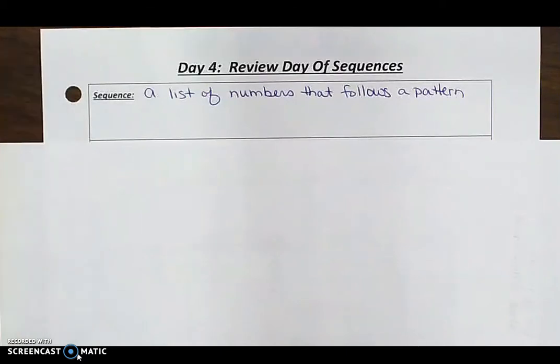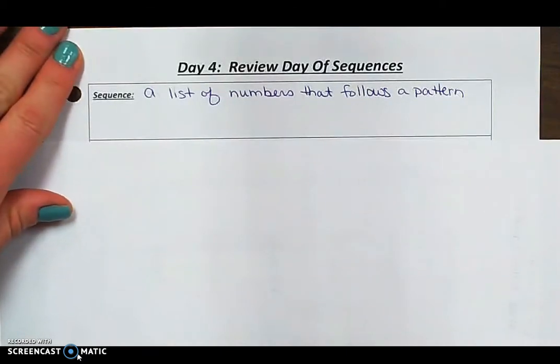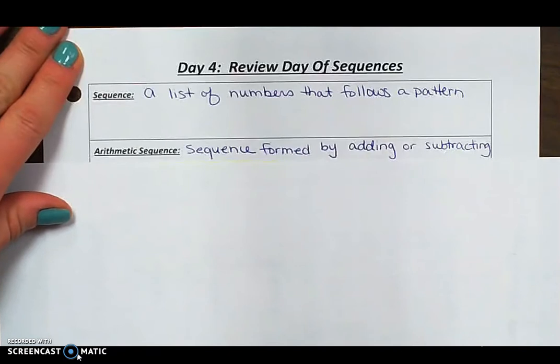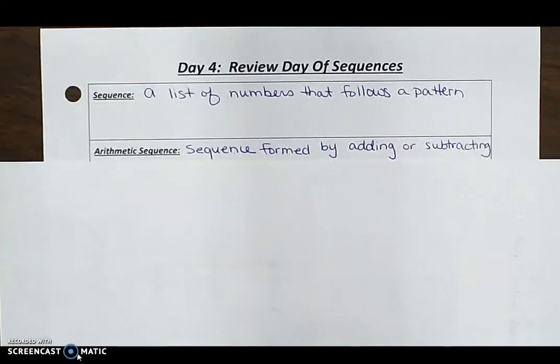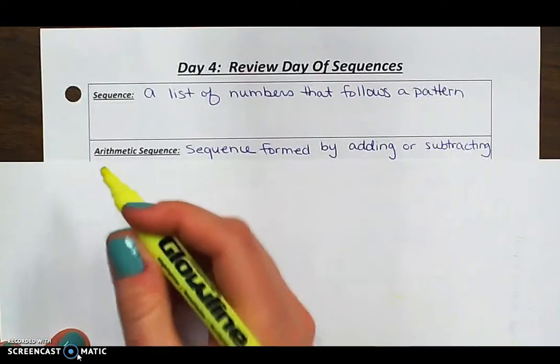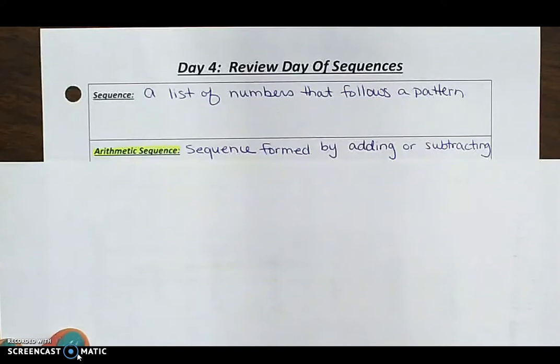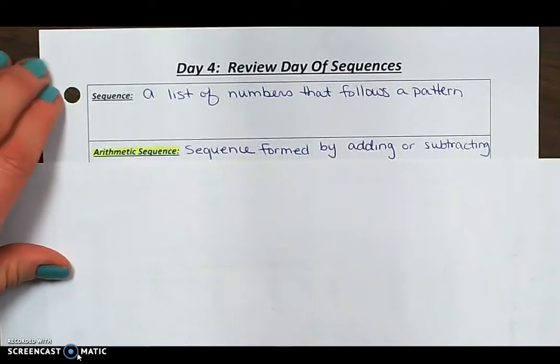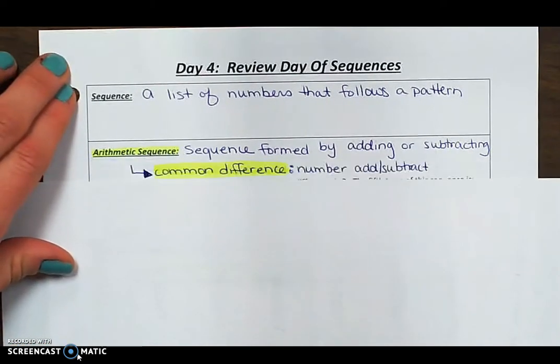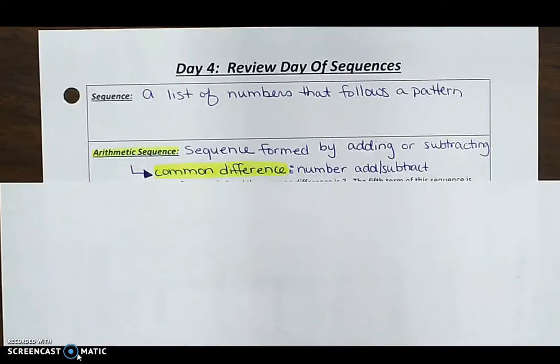All right, a type of sequence that we can have is arithmetic. An arithmetic sequence is formed by adding or subtracting to get to the next term. So arithmetic is formed by adding or subtracting. With arithmetic, we also have a new vocabulary word called the common difference. The common difference is the number that you add or subtract.